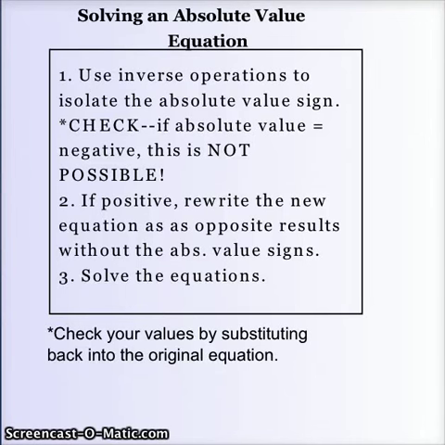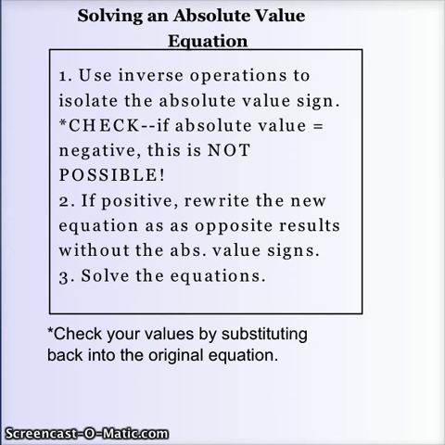Now that we talked about absolute value having two possible solutions, let's solve absolute value equations. Step 1. Use inverse operations to isolate the absolute value sign. So basically your goal is to get the absolute value signs by themselves. Here's the important part. Check to make sure that the absolute value, once it's isolated, does not equal a negative number. Remember, absolute value can never be negative.